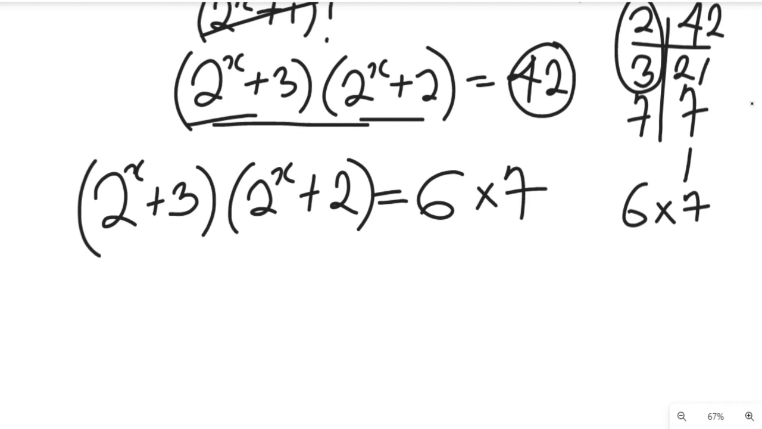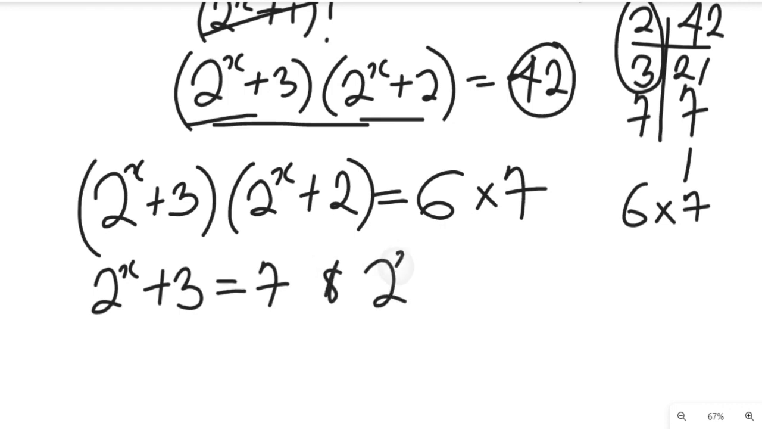And then after you start counting, if you can't finish counting 6, you count what? 7. So since they are consecutive numbers, we are going to equate the consecutive numbers. And for us to equate the same consecutive numbers, 2 to the power of x plus 3, we equate it to 7, and 2 to the power of x plus 2 will be equated to 6.